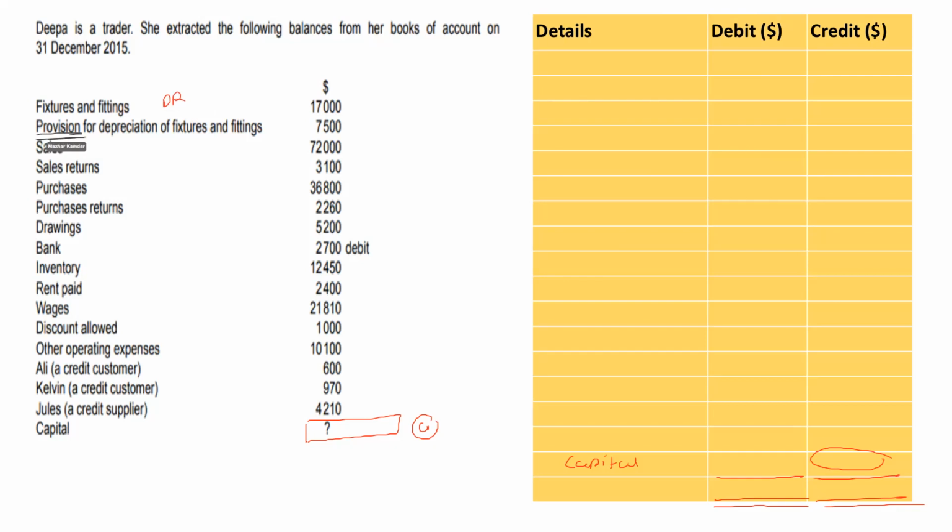Provisions for depreciation. That means an amount you've set aside from your profits for depreciation of fixtures and fittings, an amount set aside from profits. What is provision for depreciation? We would discuss it later in our chapter on depreciation. But remember, any provision is always credit.